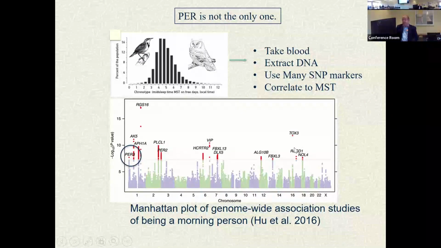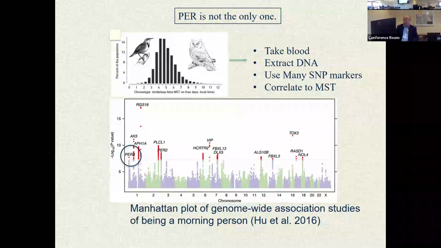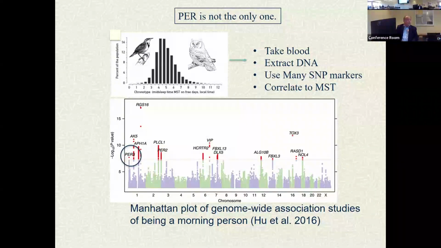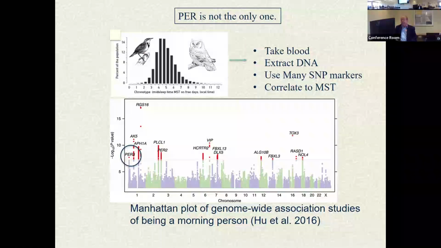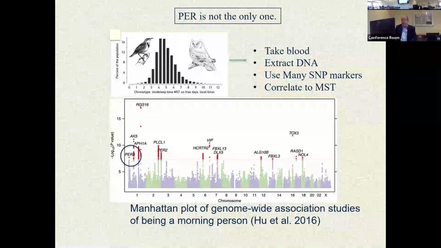So here you see 1, 2, 3. You see about 8 different genes, and it's hard to figure out the functional importance of each of those genes. But the idea is that PER is there and it's found in families and it's clinically actionable. So it correlates to mid-sleep, mid-sleep.